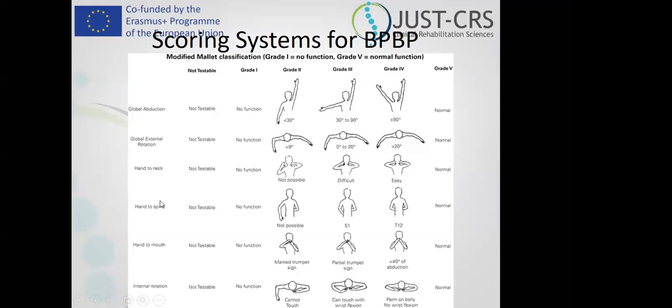Let's take, for example, hand to spine. If it is not testable, you just write not testable. Grade 1 means there's no function. Grade 2 means he tried, but it is not possible. Grade 3 means he reached S1. Grade 4, he reached T12, and grade 5 is normal.